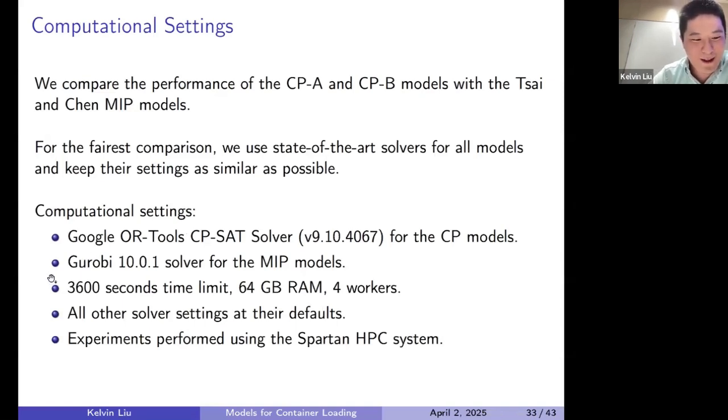So what other settings do we use? 3600-second time limit, 64 GB memory, and 4 workers. All other solver settings are the defaults. Okay, so yeah, change as little as possible. And then also, we performed the experiments using the Spartan high performance computing system here at Melbourne University. So yes, they were all performed on the same system.